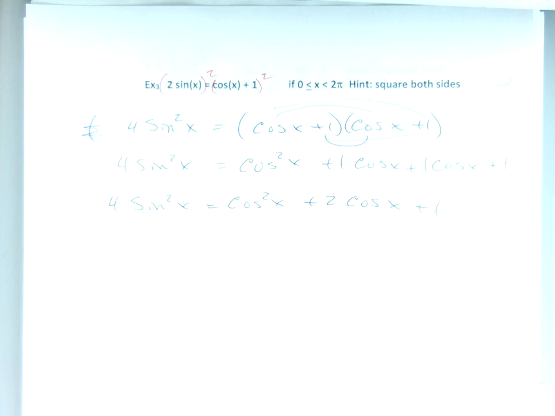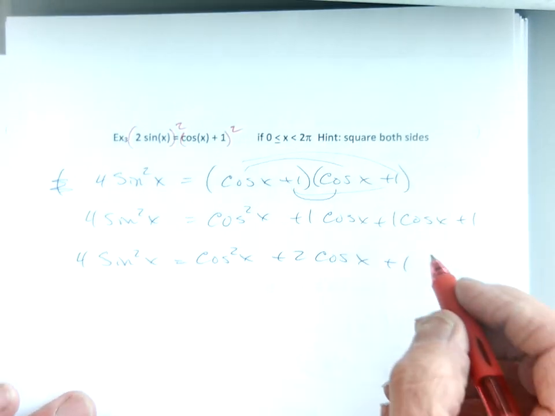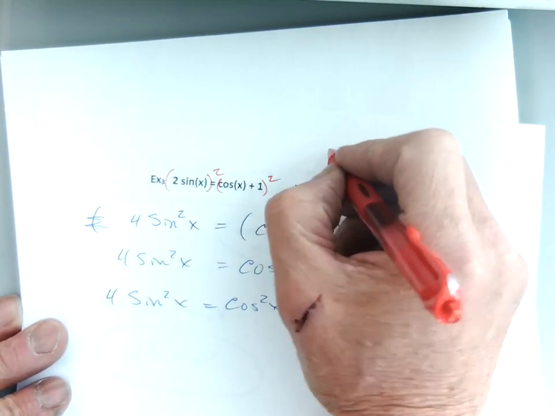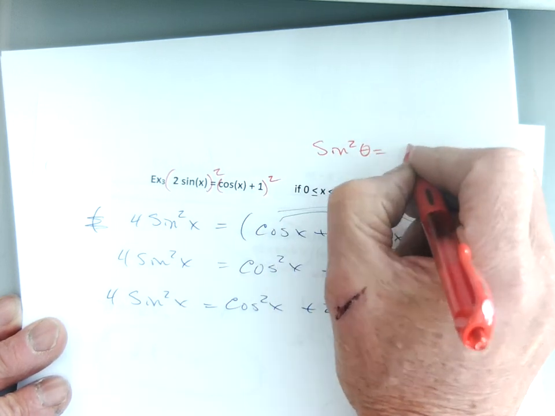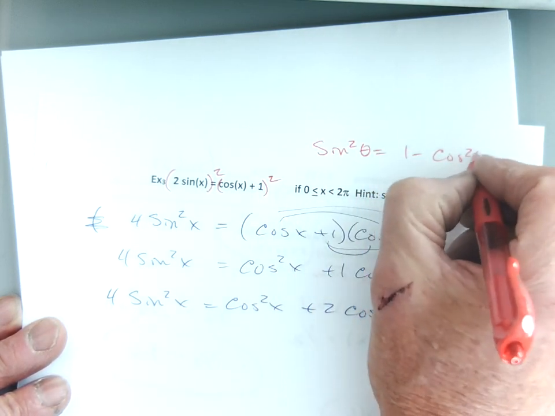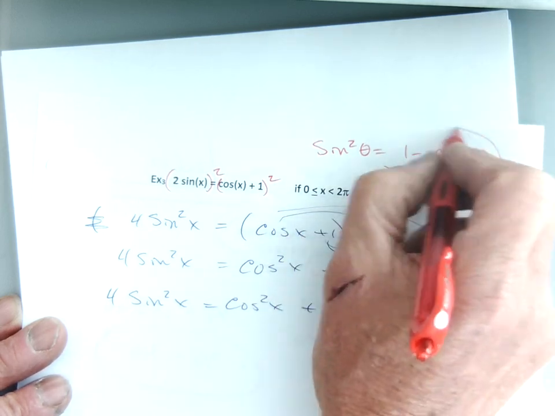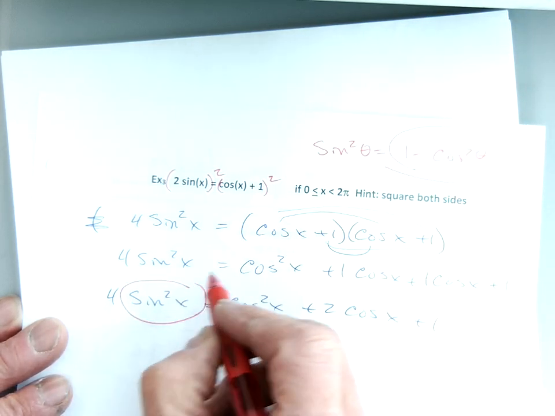4 sine squared of x is equal to cosine squared of x plus 2 cosine of x plus 1. Okay. Now, it's really obvious which one you want to change. Since you cannot change this cosine into a sine, you can't. But you can change this into a cosine, can't you? So let's change our sine squared into a cosine squared. Of course, our identity, and I'll write it on the side. Our identity is this. We know that sine squared of theta is equal to 1 minus cosine squared of theta, right? And I'm going to use that identity there.